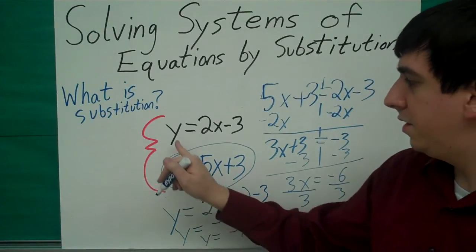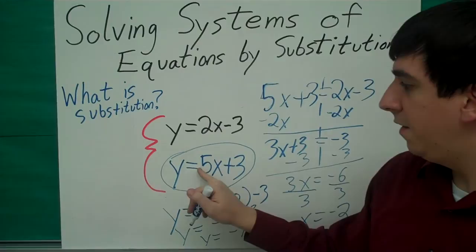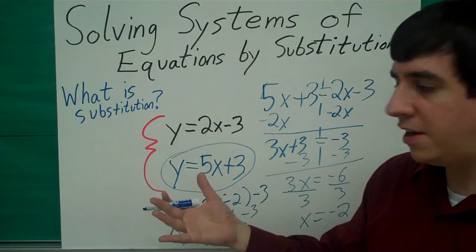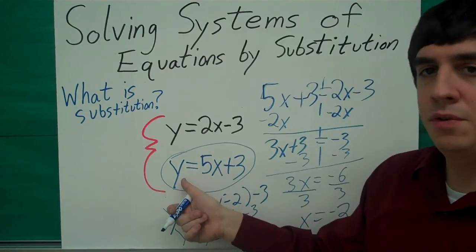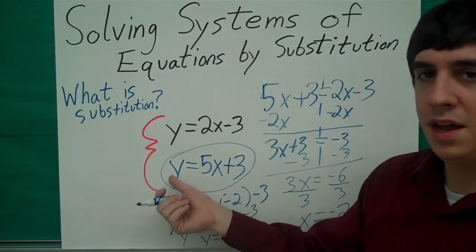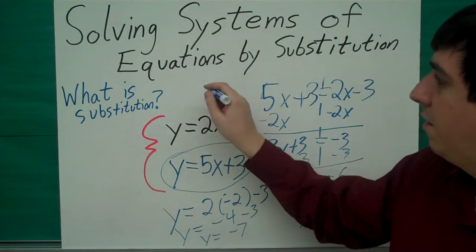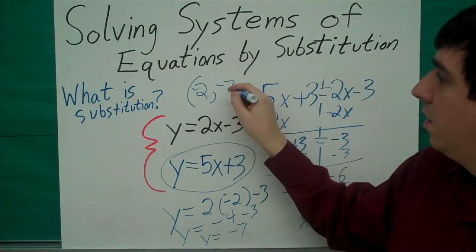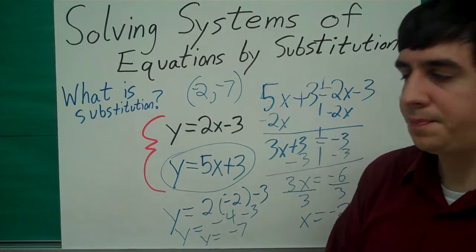Negative 2, let's check that in our second equation. 5 times negative 2 would be negative 10. Negative 10 plus 3 would be negative 7. So we see that we have negative 2 and negative 7 there. So that works out. So I'm going to write my solution. Negative 2, comma, negative 7.